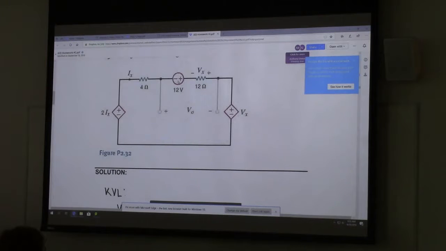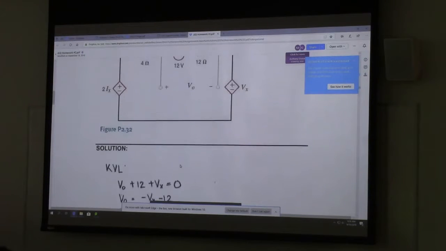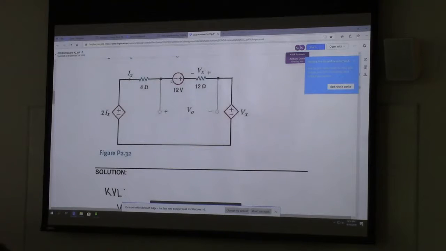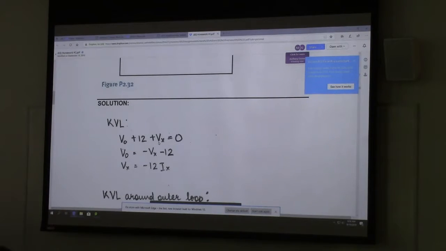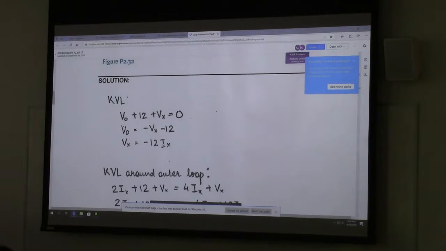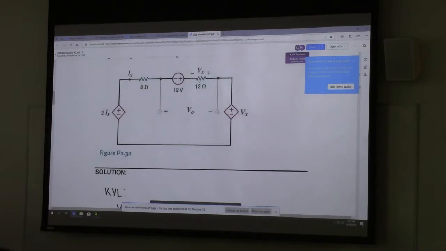So the voltages on the inside are relatively easy to handle. If we assume that 12 volts is the positive polarity, we'll have 12 plus Vx, because Vx has the same polarity as 12, minus Vout. Oh no, sorry, it has the same polarity. It's plus minus. So all three of these will sum together to 0. You get Vout plus 12 plus Vx equals 0. You can move two of these values to the other side, which will give you Vout equals minus Vx minus 12. And then Vx, we can make a substitution there with Ohm's law, right?